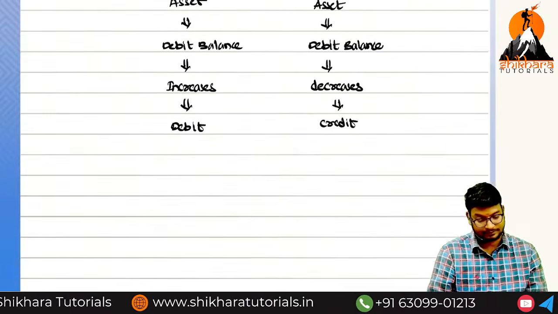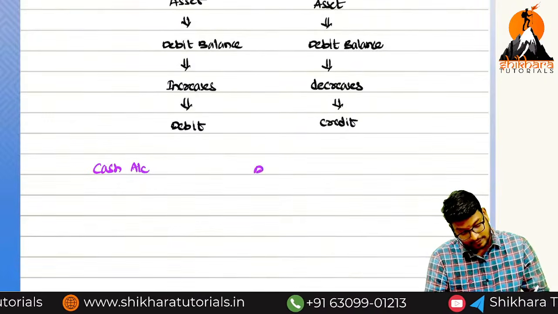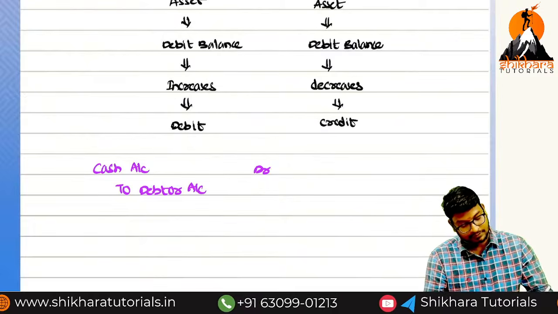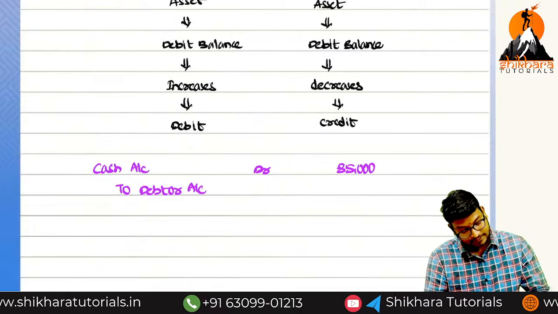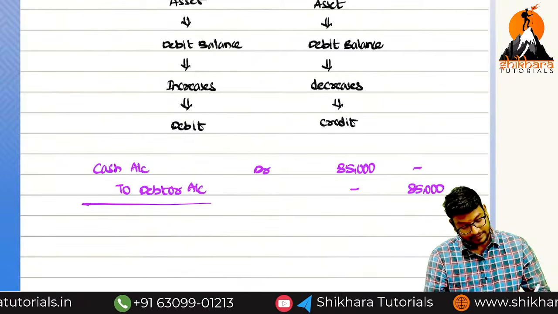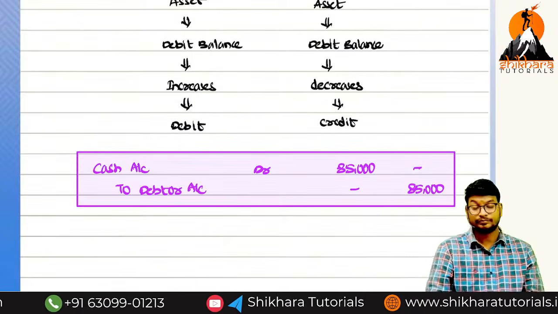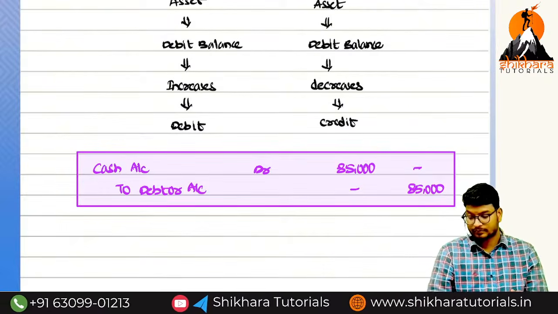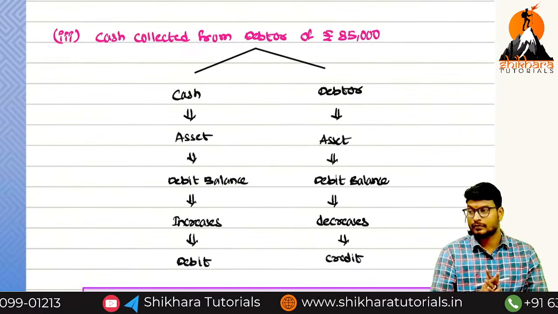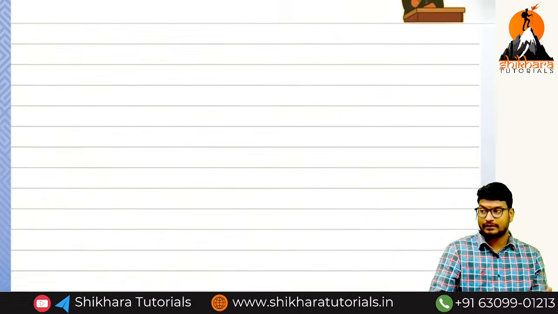Okay, guys? Cash account debited to debtor account. How much? 85,000 and 85,000. Okay? What is the fourth transaction? Discount allowed. After that we can discuss an account directly.